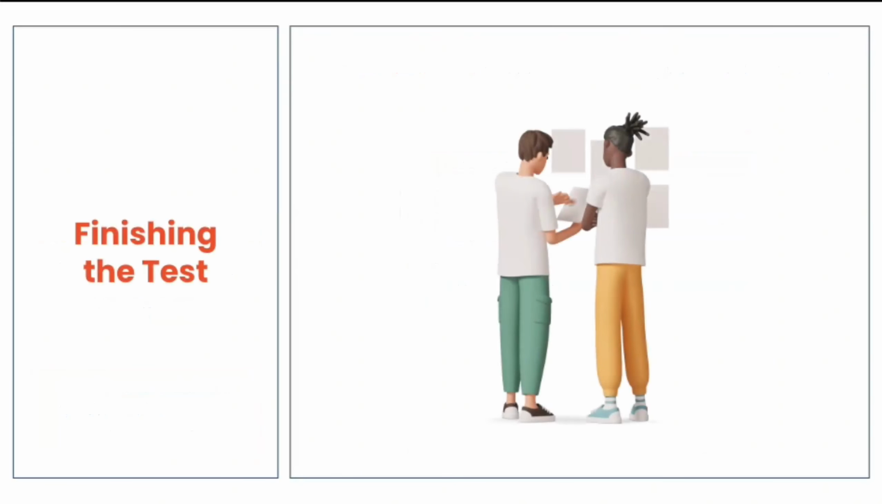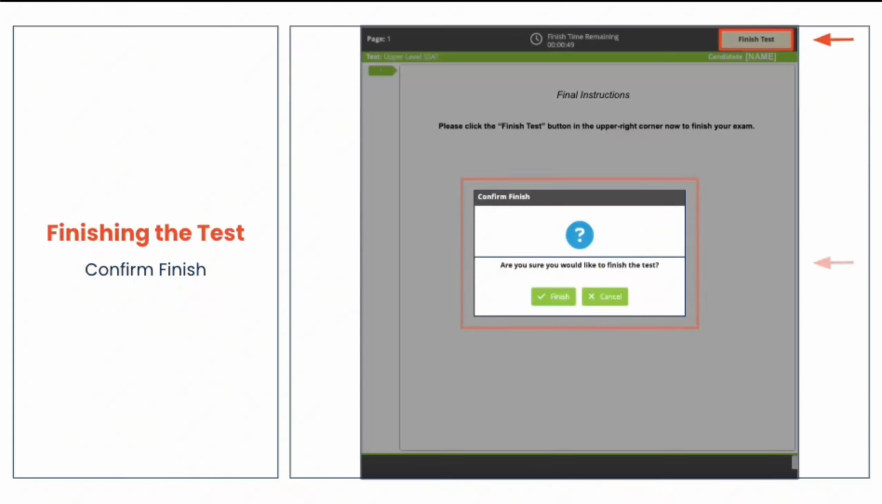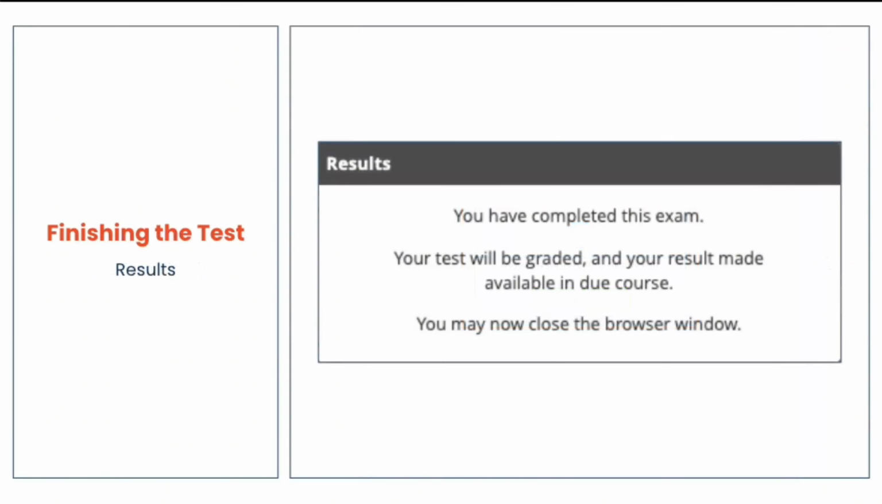Finally, let's go over finishing the test. Once a candidate has finished the last section, the final screen is the Finish Test screen. When the candidate clicks the Finish Test button, an alert appears confirming their decision to submit the test. After submission, a results screen appears confirming that the test is complete and providing instructions for exiting the test player. You are then free to leave the testing room.